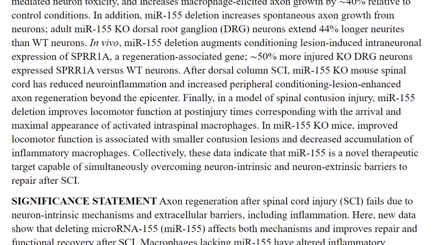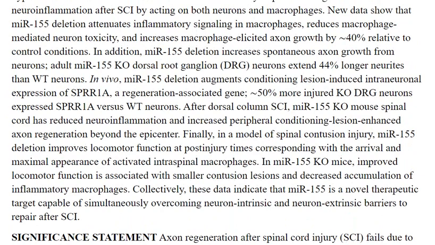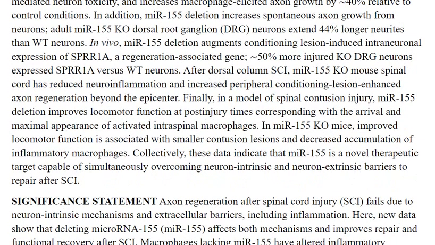In addition, miR-155 deletion increases the axon growth also from the dorsal root ganglion neurons, which extend 44% longer neurites than WT neurons in vivo.